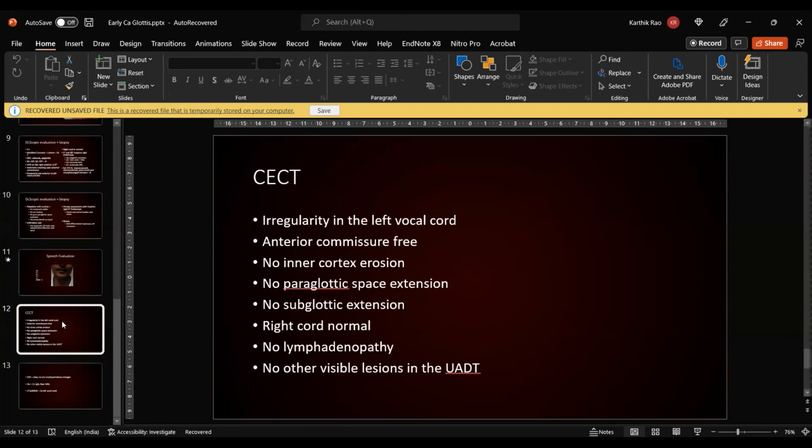Have you heard of something called VHI? Yes, ma'am. The Voice Handicap Index can also be used. It is more of a patient-reported index. Exact components of VHI I have forgotten; I'll have to revise it once again. So VHI is also an indicator which can be used to assess the voice outcomes.